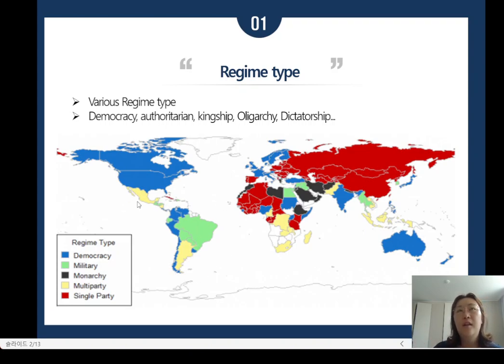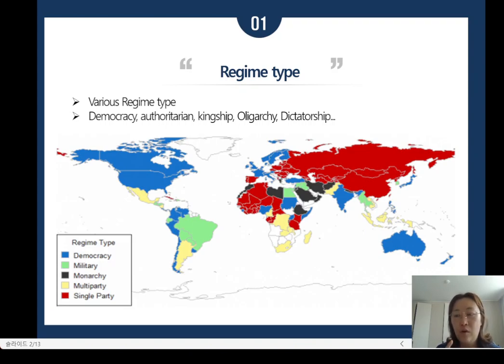So multi-party, there are different kinds of parties, but it doesn't mean that they are democracy. So the military, sometimes the political party, they can exercise their own power, and they hold power, but they are not democracy. There are kinds of regime like that, and single party. So China is one of the representatives of a single party regime.